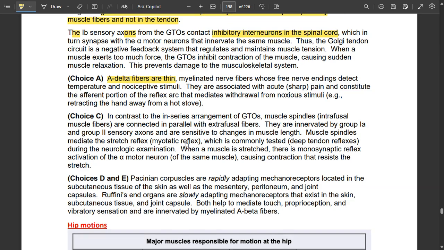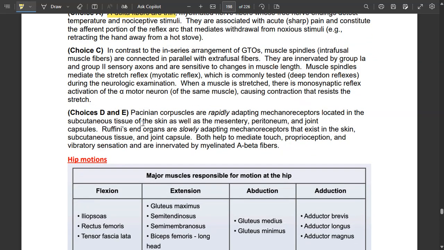So now next is about Pacinian corpuscles. Pacinian corpuscles are rapidly adaptive mechanoreceptors located in the subcutaneous tissue of the skin, as well as the mesentery, peritoneum, and joint capsules. So joint capsules also have pressure receptors, which are Pacinian corpuscles. Ruffini end organs are slowly adaptive mechanoreceptors that exist in the skin, subcutaneous tissues, and joint capsule.